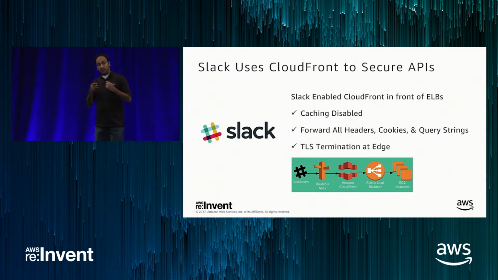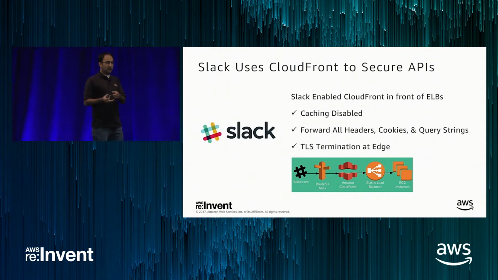Slack deployed CloudFront in front of their APIs, which cannot be cached. So Slack simply disabled all caching. So every request went back to their ELBs. And Slack also ensured that all query strings, headers, and cookies are not cached as well, and everything is forwarded back to the ELBs. And lastly, Slack terminated TLS at the edge closest to the end client. But that doesn't mean everything from edge to the ELBs goes in plain text. They are also encrypted on a different TLS session back to the origin servers.